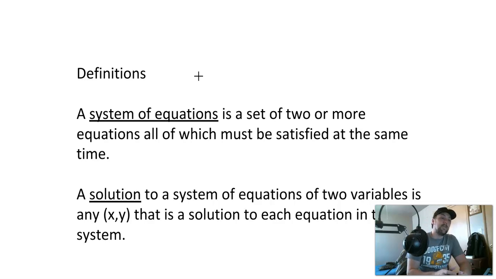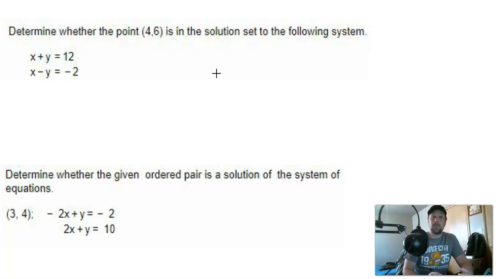So this is specific to just systems of equations with two variables, but that can be generalized. And so the generic concept of a solution to a system of equations is anything that is a solution to each equation in the system. If there's three variables, you'd have to have three values, x, y, and z. But for two variables, you just need two values, x and y. All right, let's take a look at some examples.